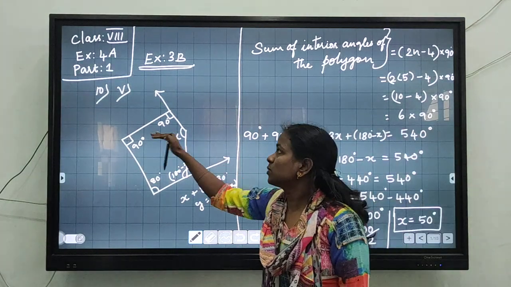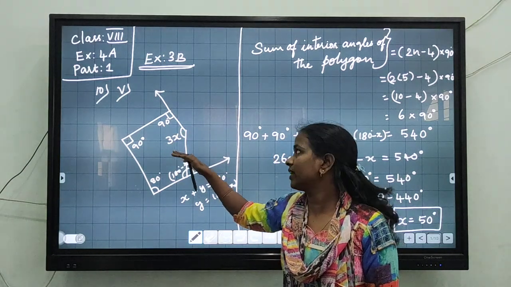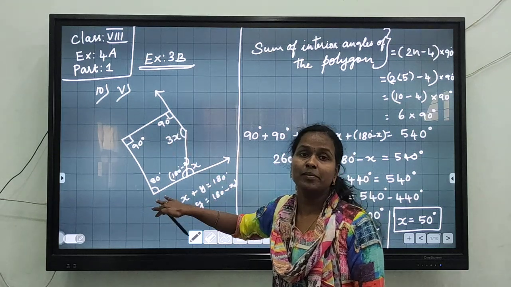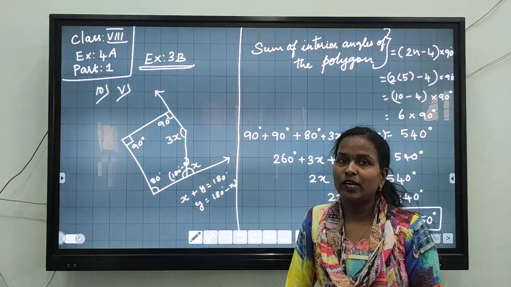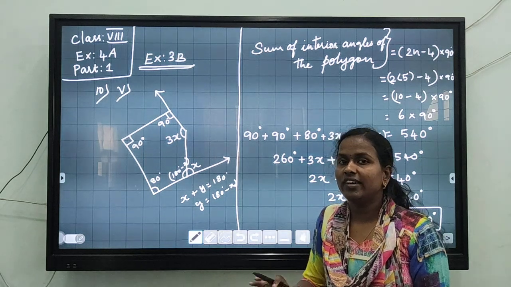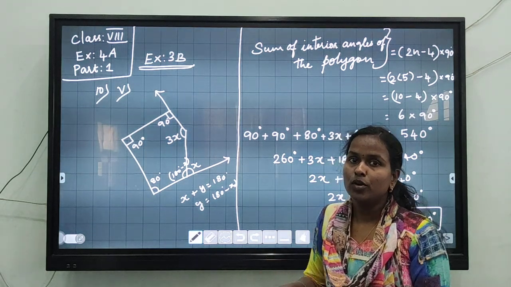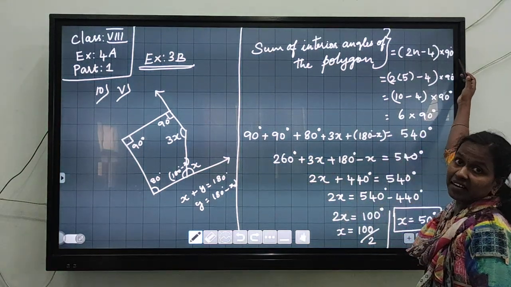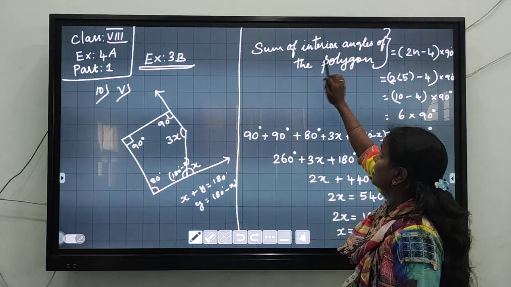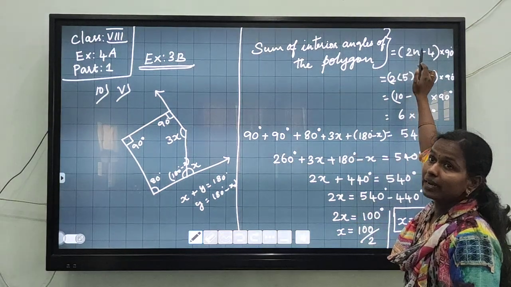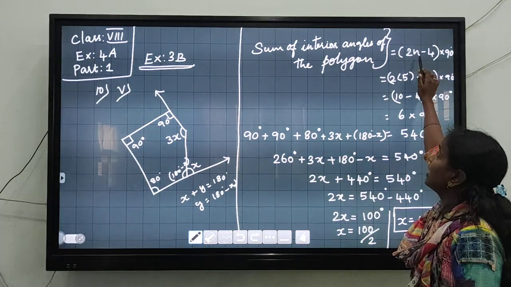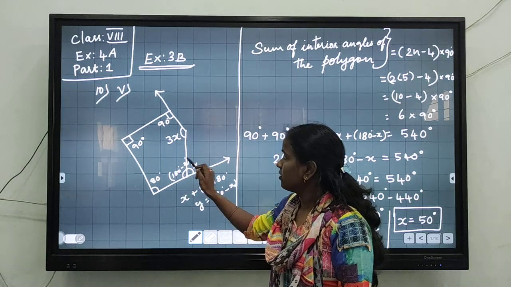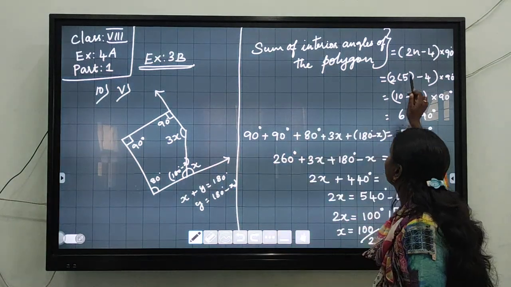You can split this into a number of triangles, and the sum of the angles of a triangle is equal to 180 degrees. That means 3 triangles means 3 multiplied by 180 degrees, you will get 540 degrees. Using that you can also find another formula. One formula is there: (2n minus 4) multiplied by right angle. Instead of writing right angle, I am writing 90 degrees. So the formula is: sum of interior angles of a polygon equals (2n minus 4) multiplied by 90 degrees. n means the number of sides. How many sides are there? 1, 2, 3, 4, 5. So n equals 5.